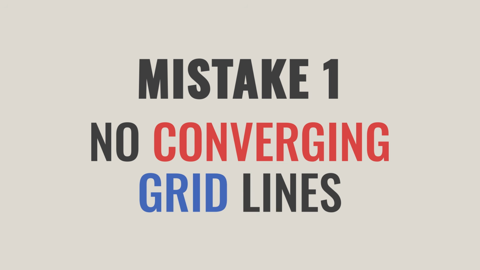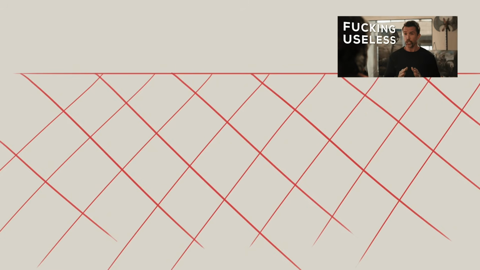Mistake number 1. No converging grid lines. We established that a vanishing point, which lives on the horizon line, is kinda essential to perspective. It's what helps us create depth in a drawing. But sometimes I see this. Okay, it has a horizon line, that's good, but other than that, it's just as helpful as a butter knife in a gunfight. AKA, it's fucking useless.